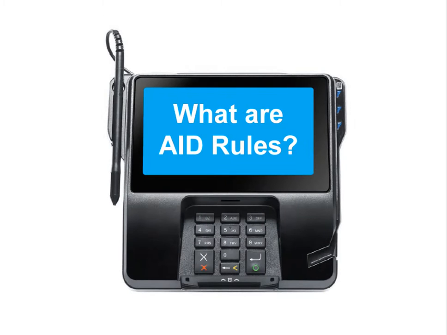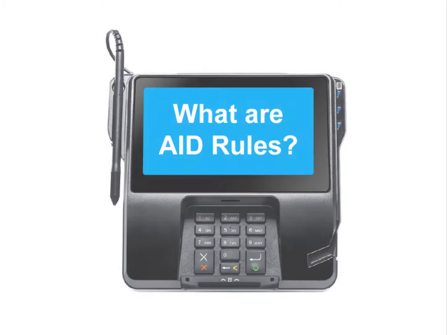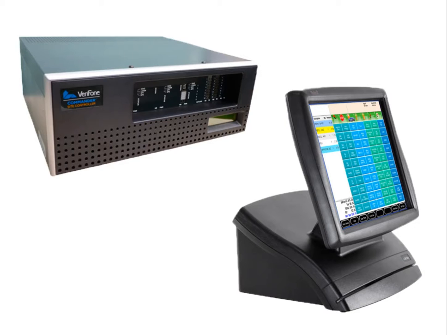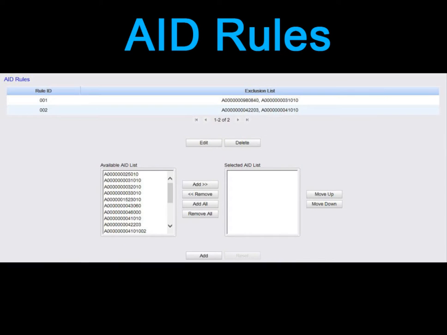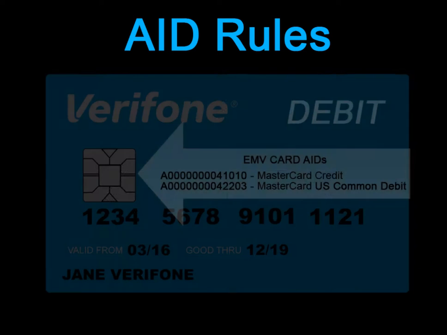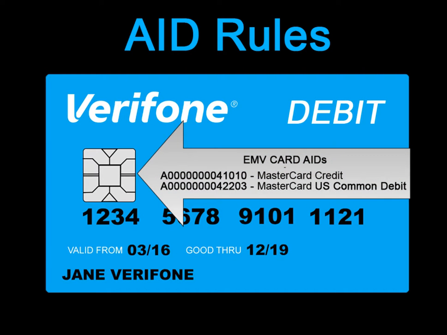What are AID rules? Verifone POS configuration of EMV allows for AID rules to be created. AID rules were designed to support the U.S. Common Debit implementation that gives merchants a choice as to what AIDs will take precedence over others on cards that might have multiple AIDs.